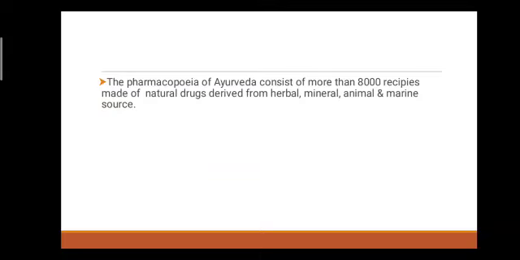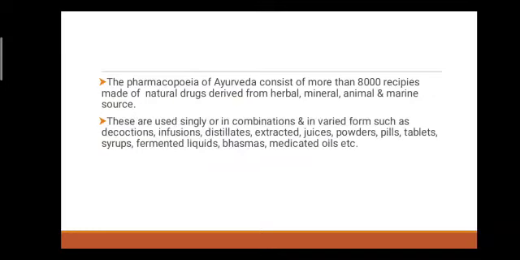The Pharmacopoeia of Ayurveda consists of more than 8,000 recipes made of natural drugs derived from herbal, mineral, animal, and marine sources. These are used singly or in combinations and in varied forms such as decoctions, infusions, distillates, extracts, juice, powders, pills, tablets, syrups, fermented liquids, bhasmas, medicated oils, etc.